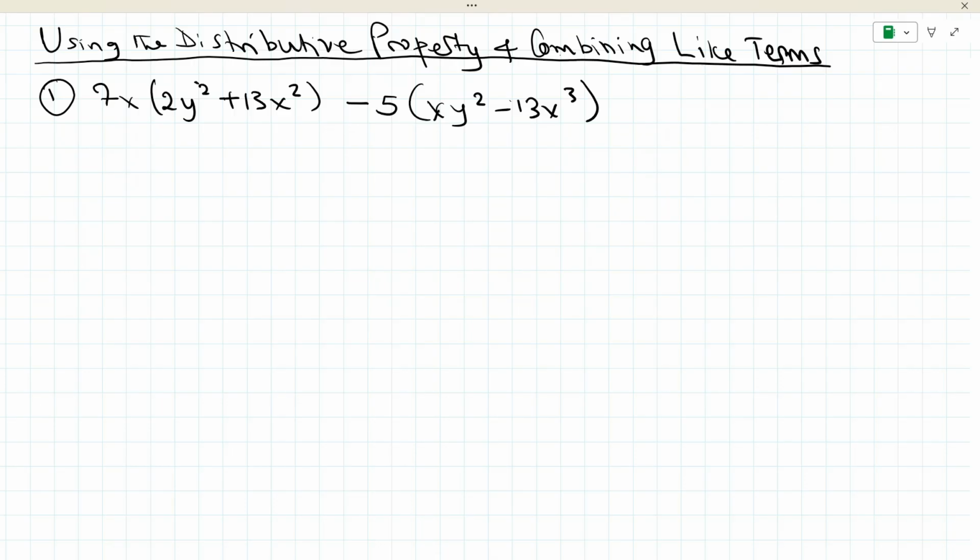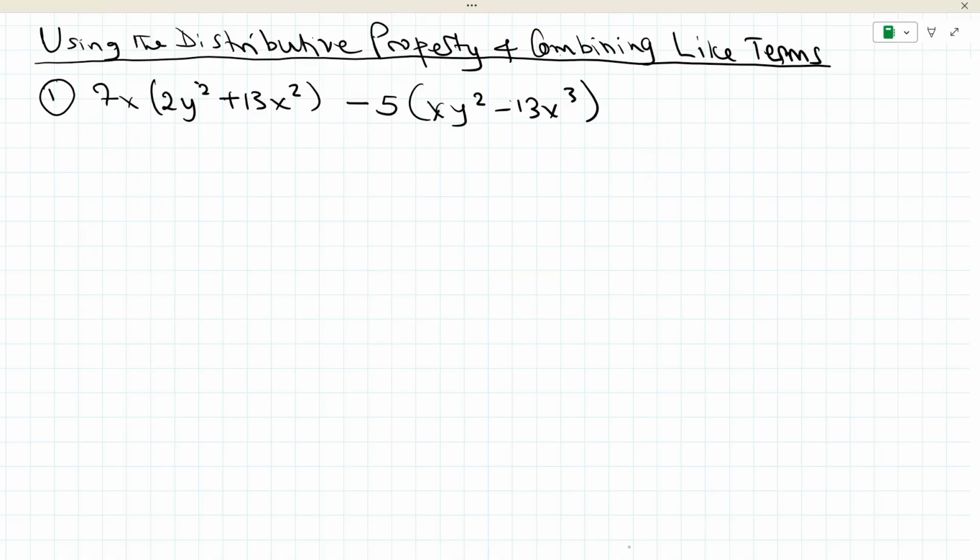My name is Professor Robert, and in today's lesson, we'll learn using the distributive property and combining like terms. So, in this case, we have an example 1, which is 7x multiplied by 2y squared plus 13x squared, then minus 5 multiplied by xy squared minus 13x cubed. So first thing we have to do here is to distribute our terms.